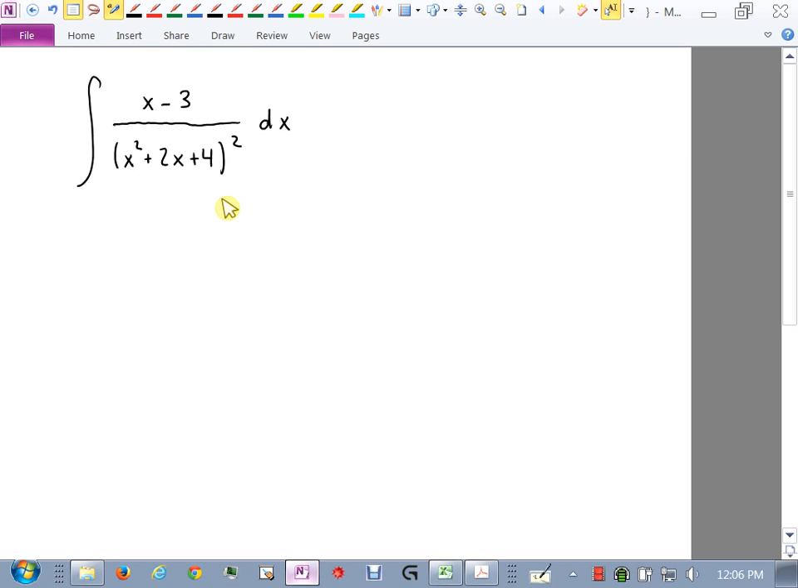We have a repeated irreducible quadratic, right? It says that we should do a linear over that quadratic and then plus a linear over that quadratic squared. I kind of already have a linear over that quadratic squared, don't I? You see that? That's what I'm getting at: this should turn out to be ax plus b over that quadratic, I'll just put q, plus cx plus d over that quadratic squared. That's what partial fractions tells us we should do.